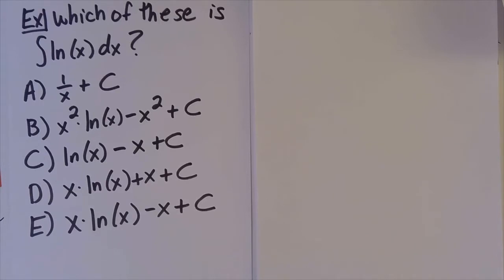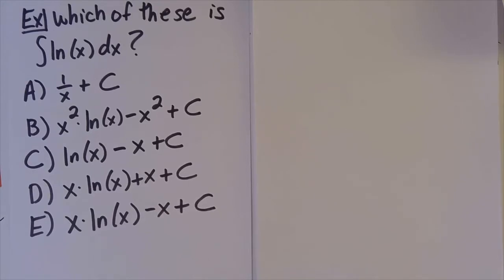So I want to note right off the bat, we don't know the integral of natural log of x, and we don't currently have any way of figuring out the integral of natural log of x. So if we were not given these options like we were here, we would be sort of stuck. We wouldn't have any idea. You'd basically just have to guess all day long until you guessed correctly which thing was the integral of natural log of x.